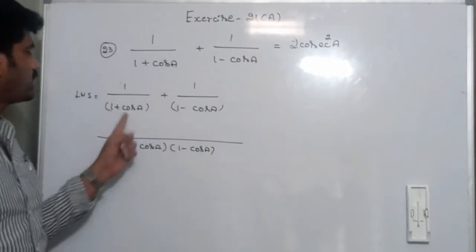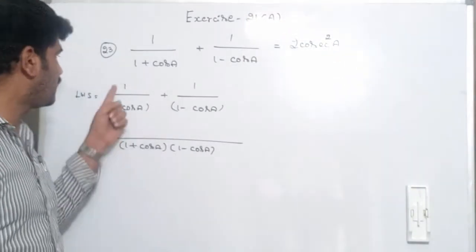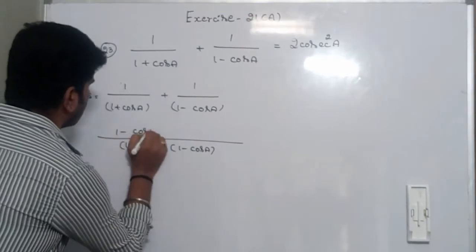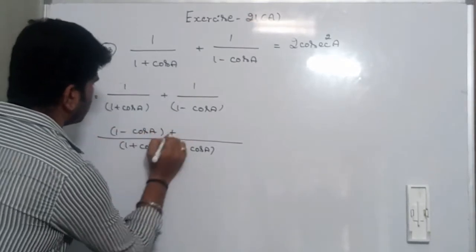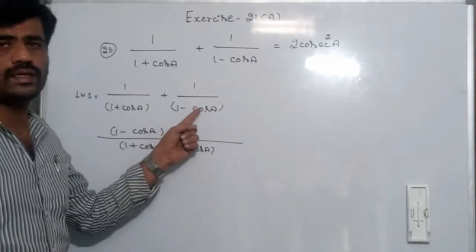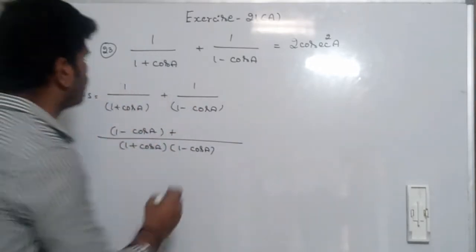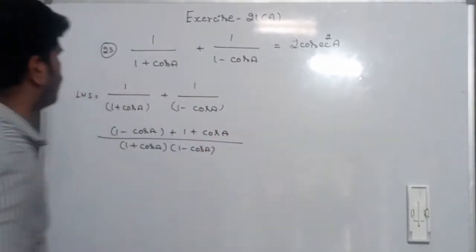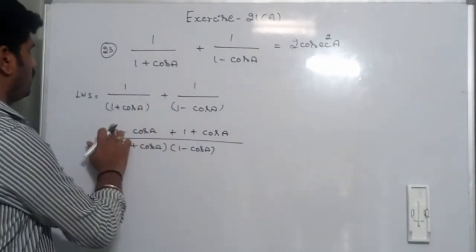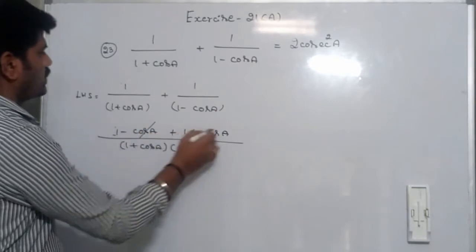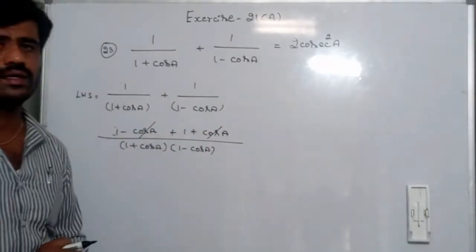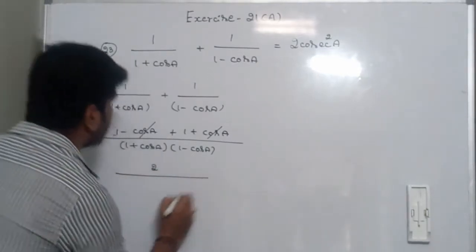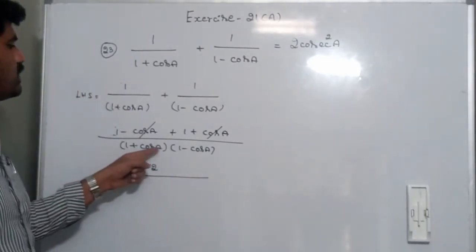Okay. Now 1 plus cos A, 1 plus cos A get cancelled. Then 1 into 1 minus cos A is 1 minus cos A, plus 1 minus cos A, 1 minus cos A get cancelled. Then 1 plus cos A into 1 is 1 plus cos A. Okay. Now see here, plus cos A and minus cos A get cancelled. Then 1 plus 1 is 2, divided by 1 plus cos A into 1 minus cos A.